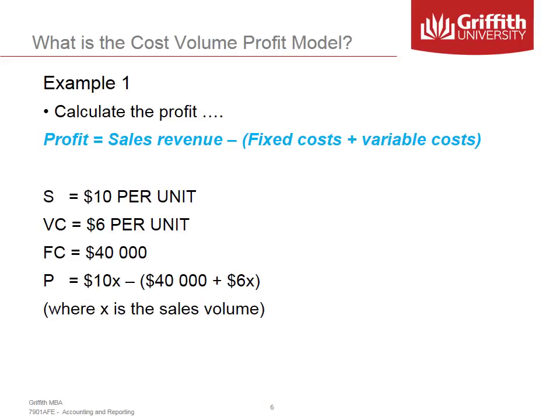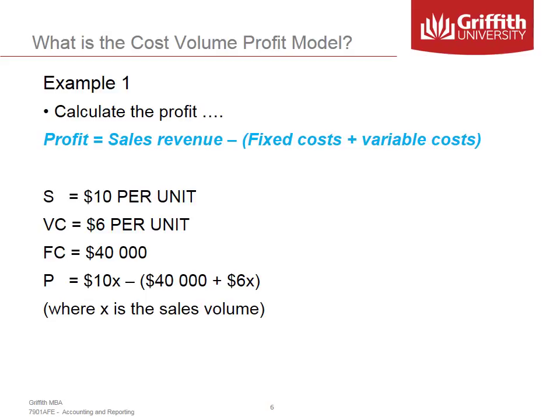Here's an example. Going to calculate profit. We're going to put that into that simple equation which is there in blue: profit equals the sales revenues minus all of the costs. And costs here are fixed costs and variable costs.